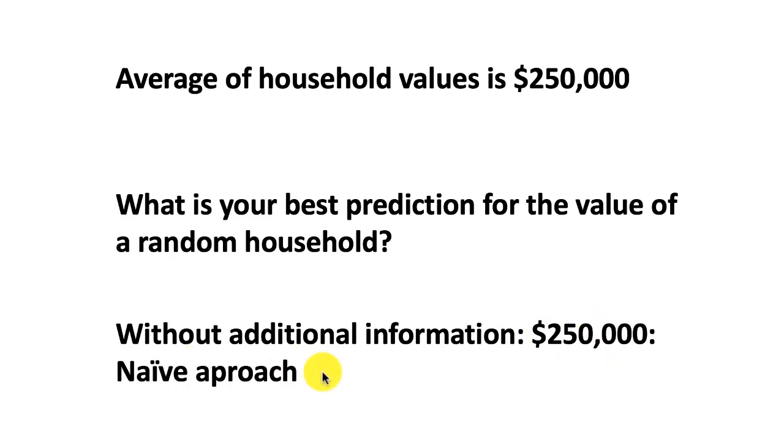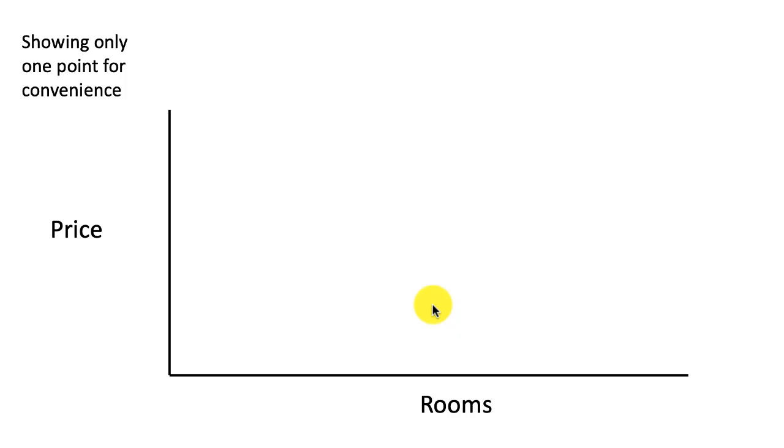And that is kind of the naive approach in regression. Remember, in classification, the naive approach was to go with the majority. In regression, the naive approach is to go with the mean. So let's take just a single point for convenience. Of course, we've got data on many houses with rooms as the predictor attribute, and price or value of the home as the target attribute. And here's one point, where the number of rooms is 5 and the price is 250,000.